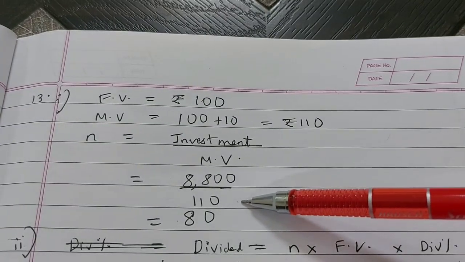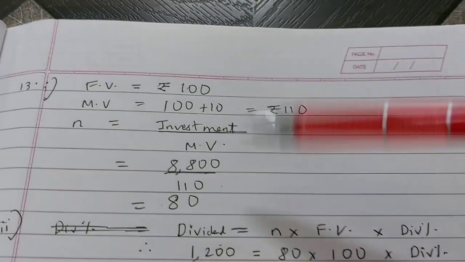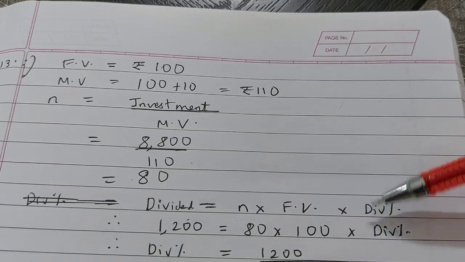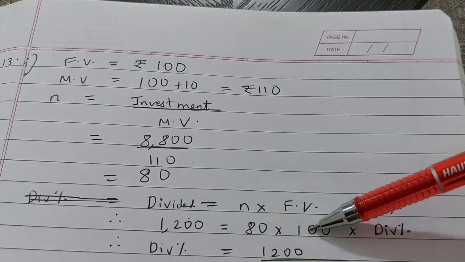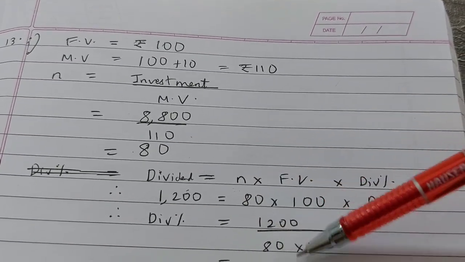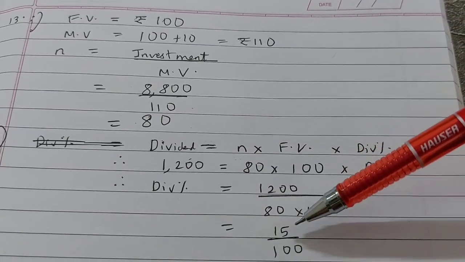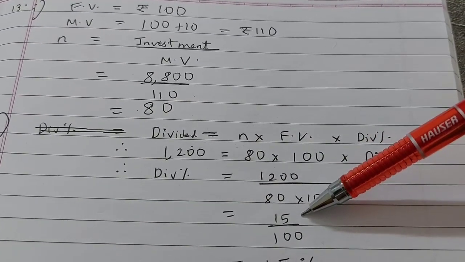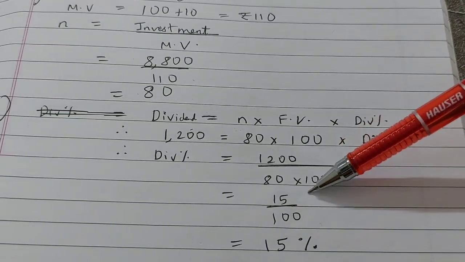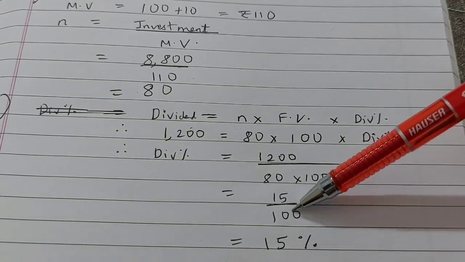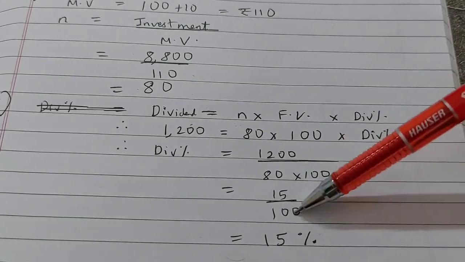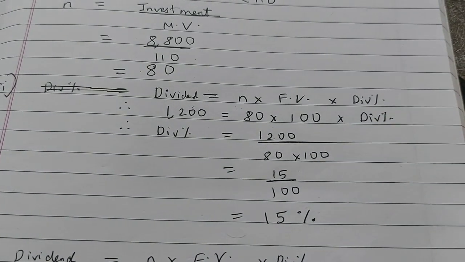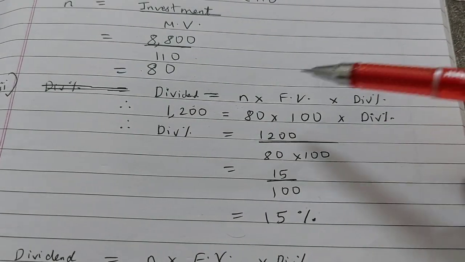Next, they want the dividend percent. Well, the formula is dividend is N into FV into dividend percent. But here we have the total income, that is the dividend, N we just found out and FV is given. So now we'll solve this to get dividend percent. After solving, the answer will be 0.15. But if you want to write in percentage form, 0.15 is nothing but 15 upon 100. And this is nothing but 15%. Percent means per century. So this is same as 15 upon 100. Or you can put into 100% into that equation.